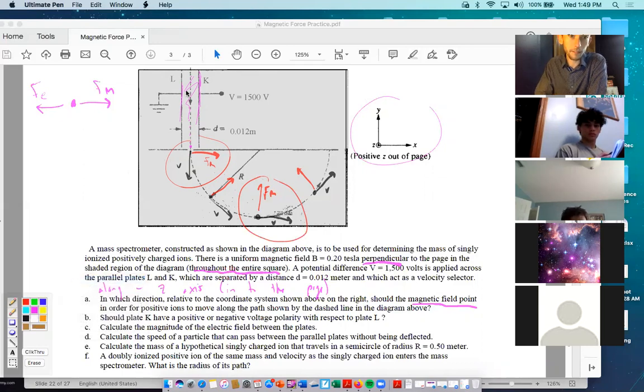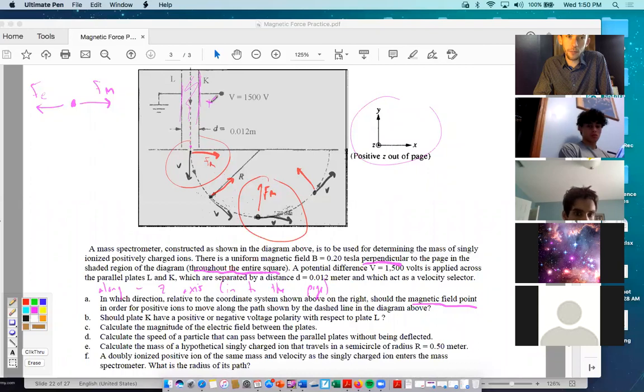Okay, awesome. So if I know that in here the magnetic force is pointing to the right, to keep the particle going in a straight line, I need the electric force pointing to the left. So can someone tell me what charge I should give to plate K? Positive or negative? Positive.